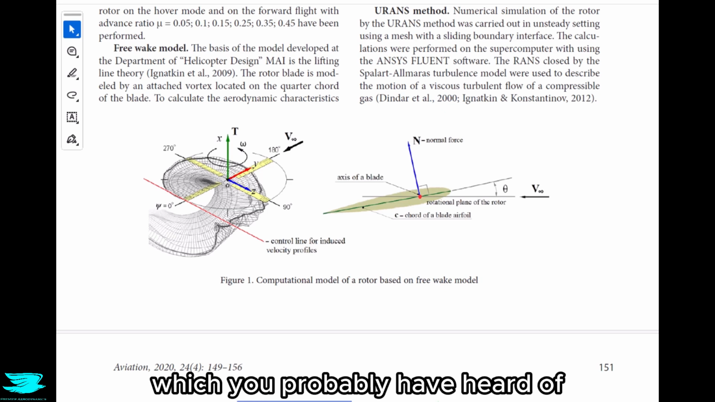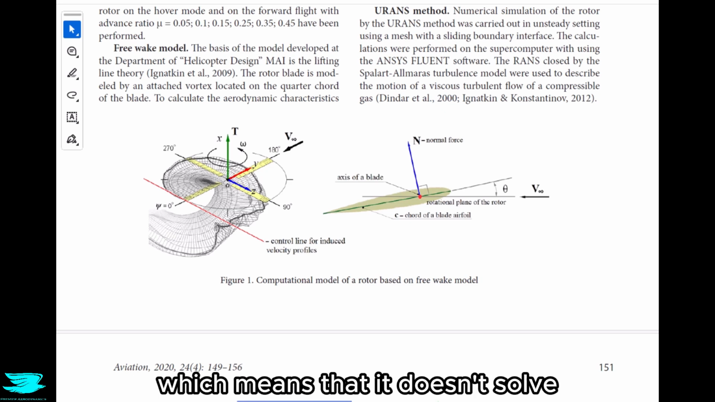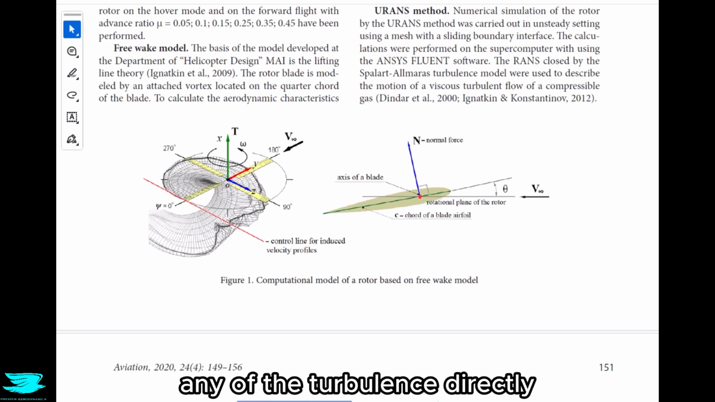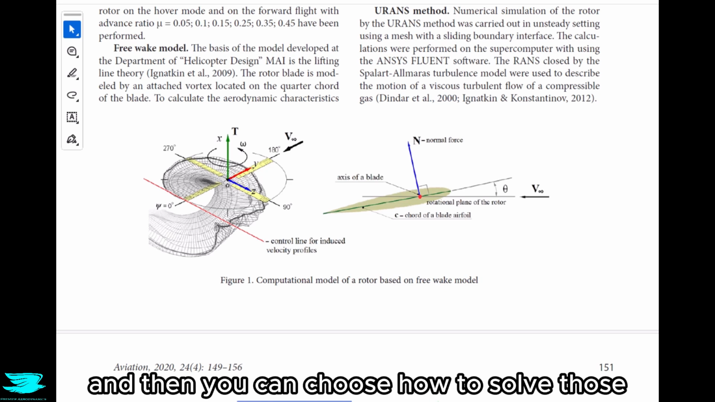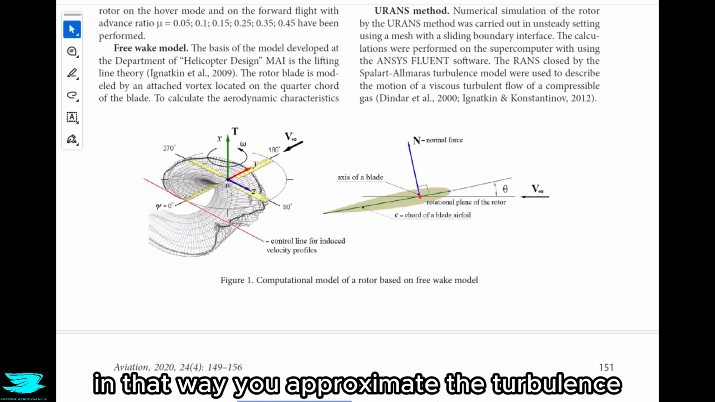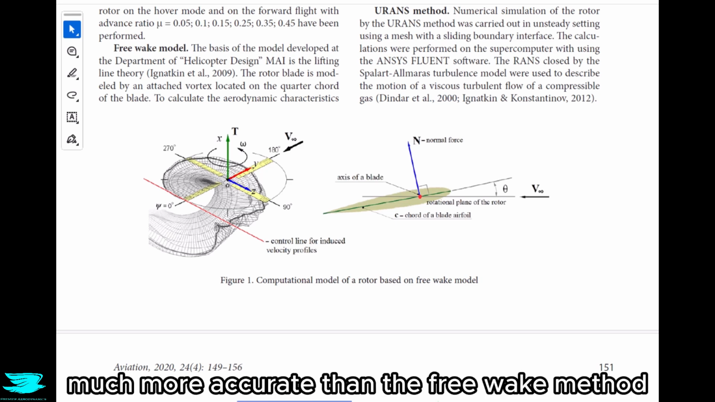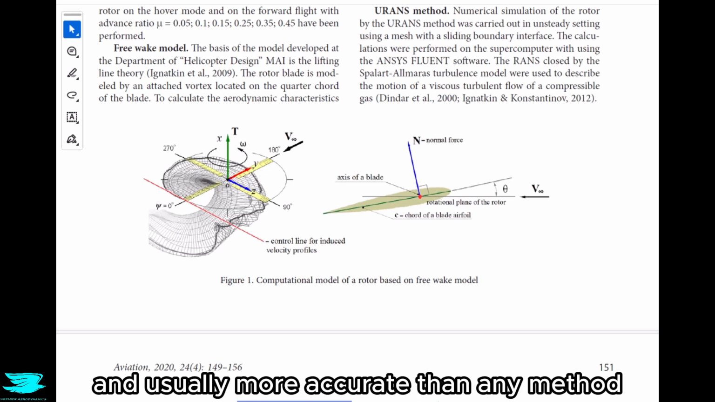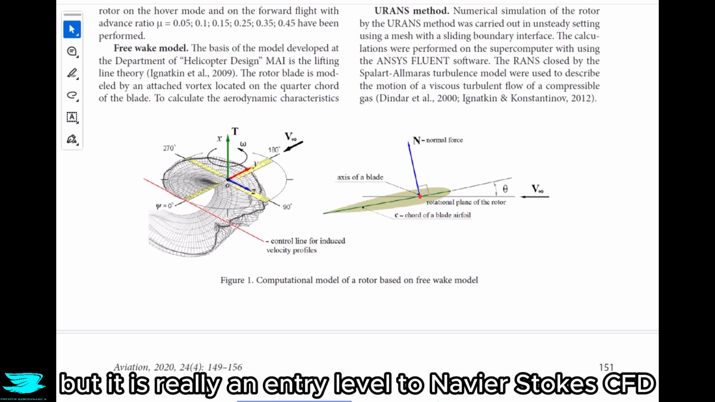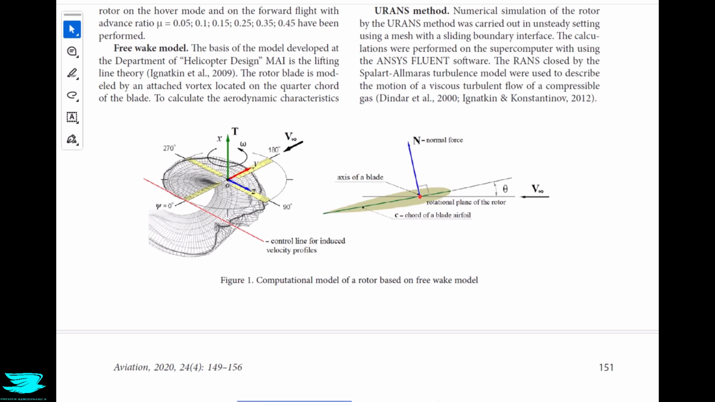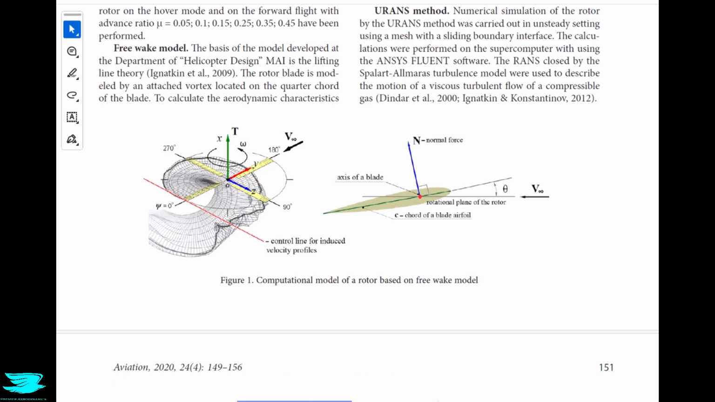Now, for the URANS approach, which you probably have heard of, it stands for Unsteady Reynolds Averaged Navier-Stokes, which means that it doesn't solve any of the turbulence directly, but rather it uses something called Reynolds stresses, and then you can choose how to solve those. In that way, you approximate the turbulence. And this approach is typically much more accurate than the free wake method, and usually more accurate than any method that doesn't account for viscosity in the flow, but it is really an entry level to Navier-Stokes CFD. The only approach lower than this is the RANS method, which is steady state.